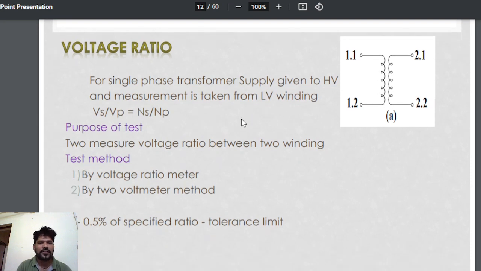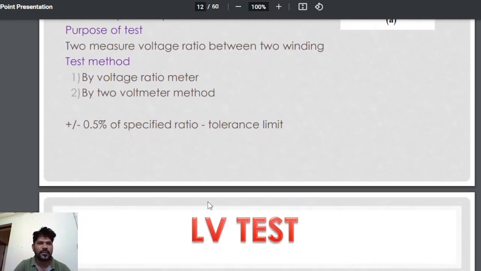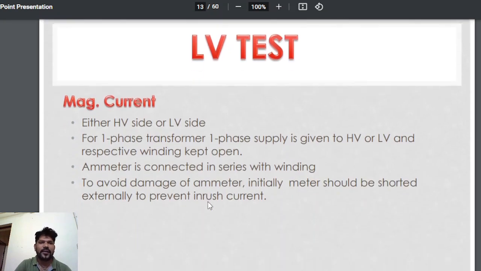Test method: by voltage ratio meter or by the two multimeter method. You can follow either. There are meters available to directly do the ratio test by voltage ratio meter, or by using a multimeter or voltmeter on the primary side and secondary side. You can measure both sides and find out. And this tolerance must be 0.5% plus or minus. Again, magnetic current.